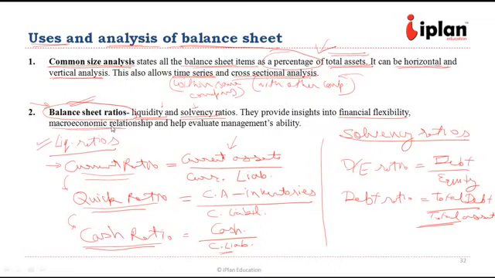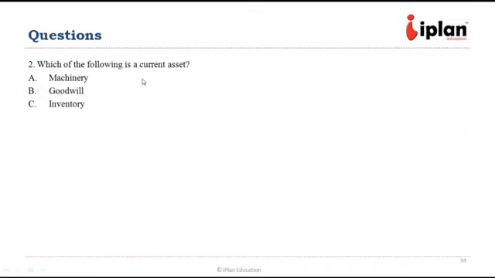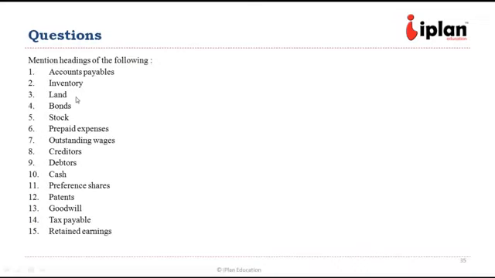So that has brought us to the end of this topic. Let us look at a few questions. Assets are equal to liabilities plus equity in the balance sheet. This is by definition itself. So B is the right answer. Question number 2 says, which of the following is a current asset? We know that machinery is a long-term asset. Even goodwill is an intangible long-term asset. Inventory is the current asset. So C is the right option.